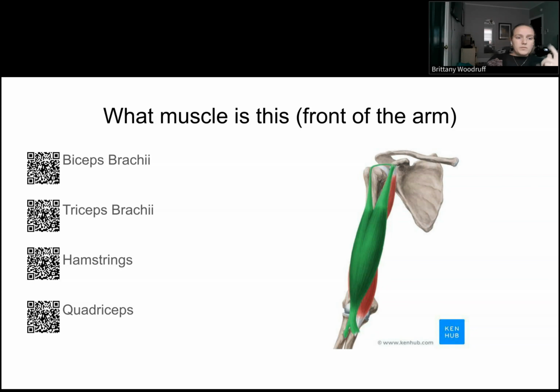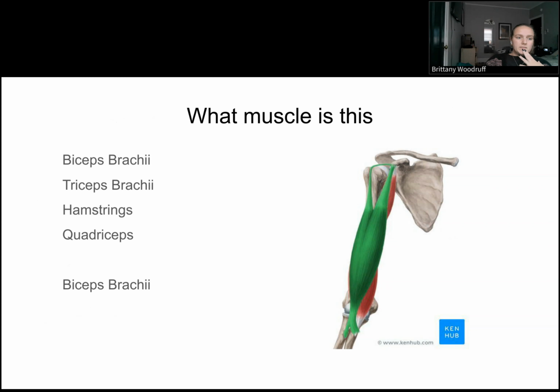Yeah, so this is going to be found the biceps brachii. Your biceps brachii is found in the front of your upper arm, triceps to the back of the upper arm. Hamstrings and quads, these are both going to be found in your thigh. Quadriceps in the front of your thigh, hamstrings in the back of your thigh.